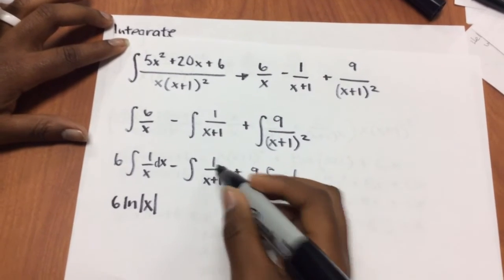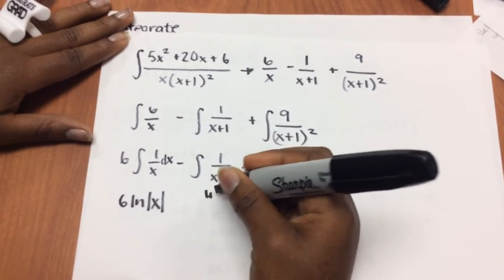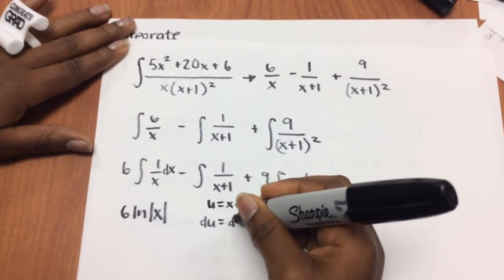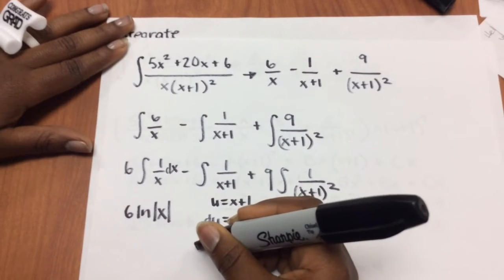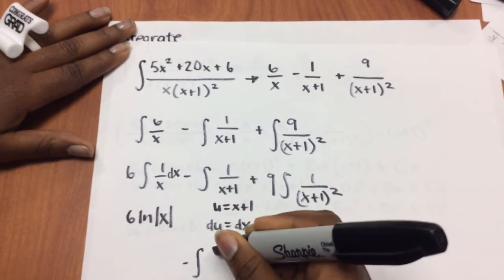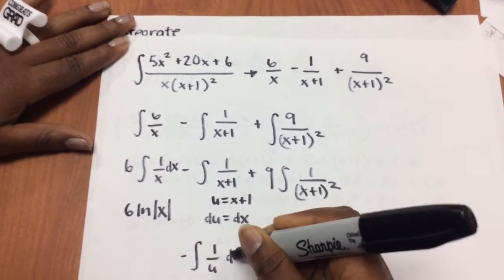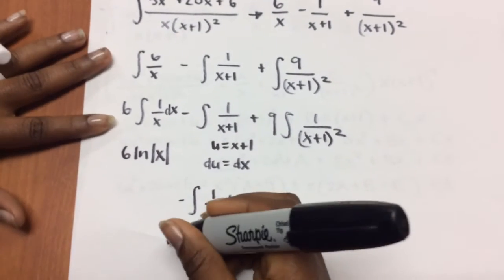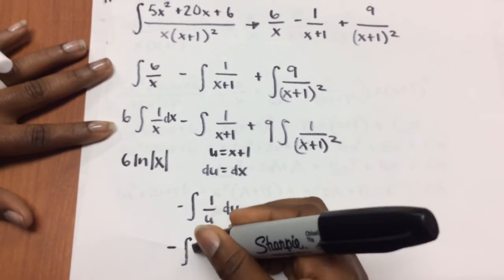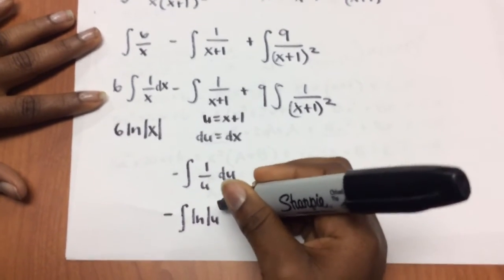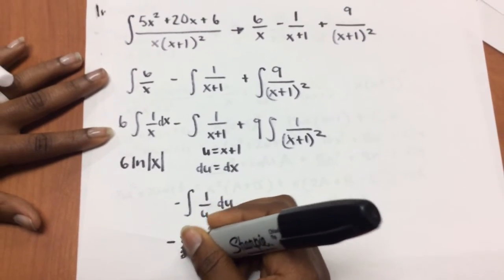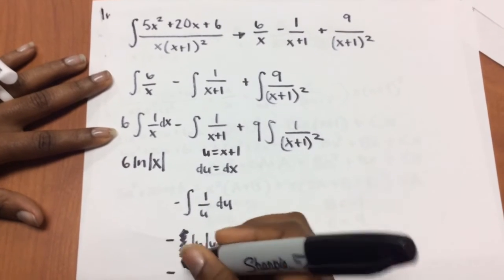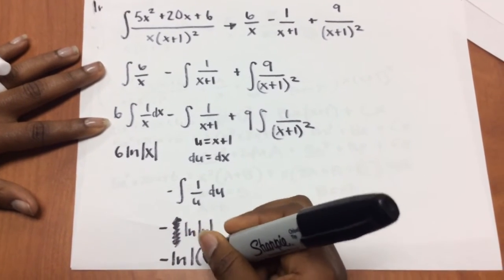I won't tell you why, you should know by now. And then for this one we can do a u-sub. U equals x plus 1, du would equal dx, so that would be the integral of -1 over u du, and this is the ln situation here, so we'll have negative ln u, and then u was x plus 1, so that's negative ln of x plus 1.